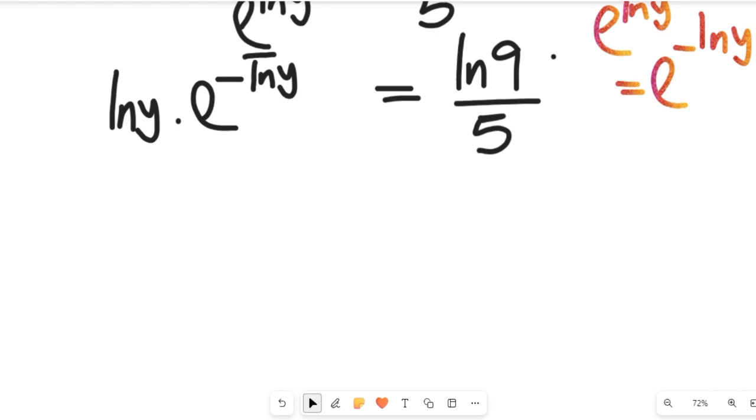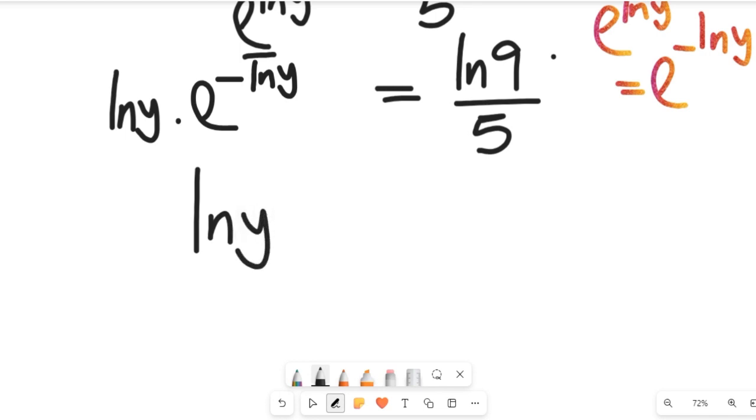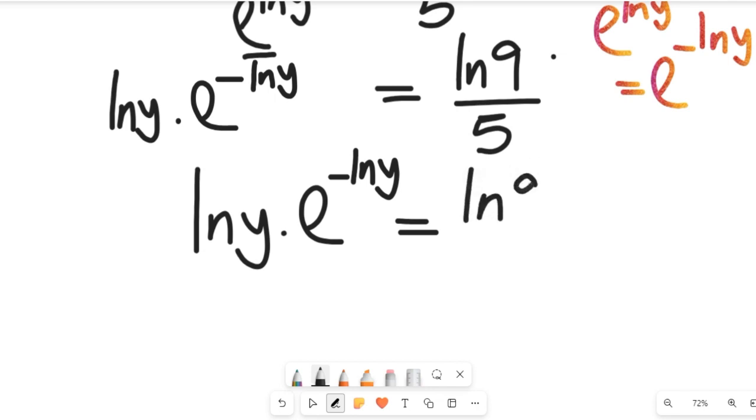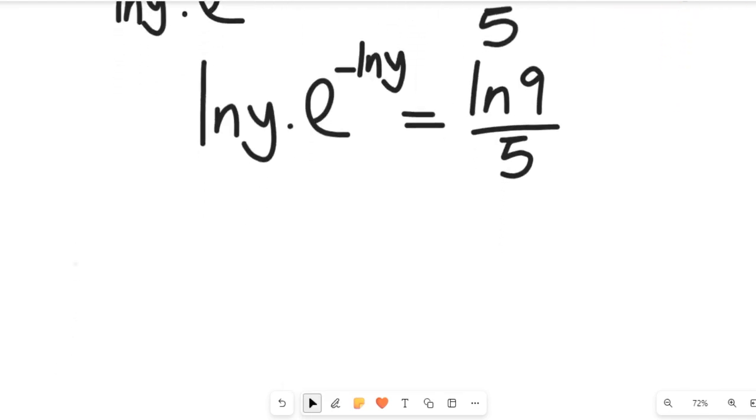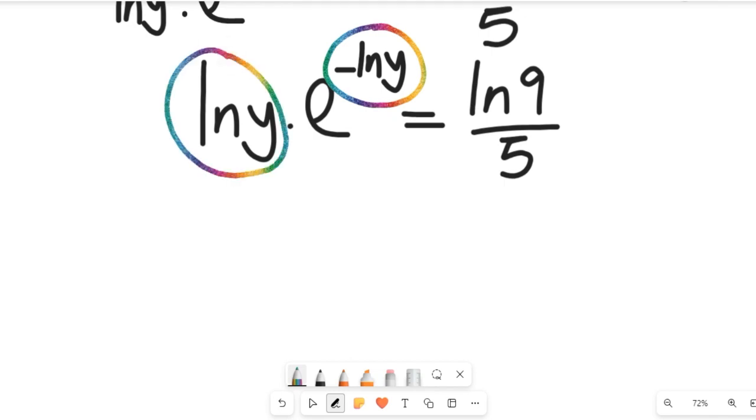So that equation will now simply give us the natural log of y multiplied by the natural exponent of negative natural log of y, and this will be equal to the natural log of 9 divided by 5. Great. Now, what do we see here? What I want to do now is make sure that the power the natural exponent is carrying is equal to the coefficient multiplying it.